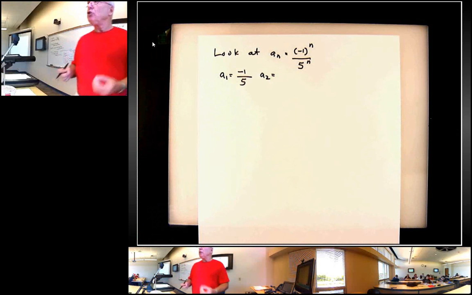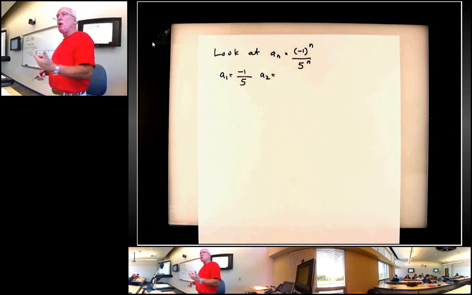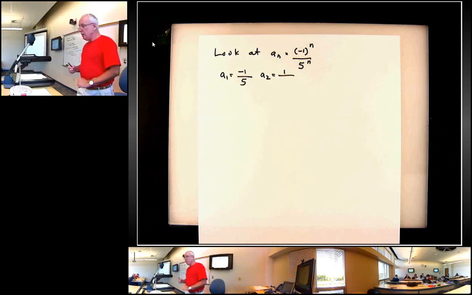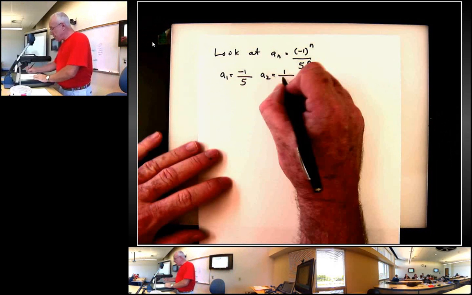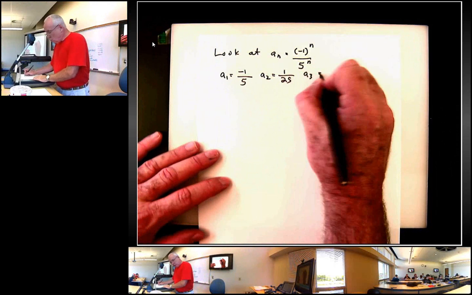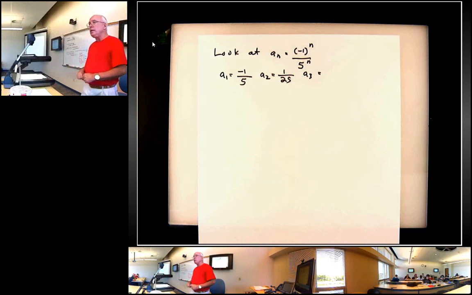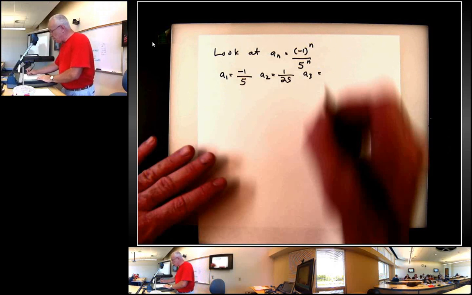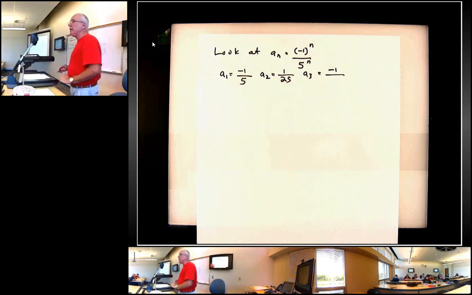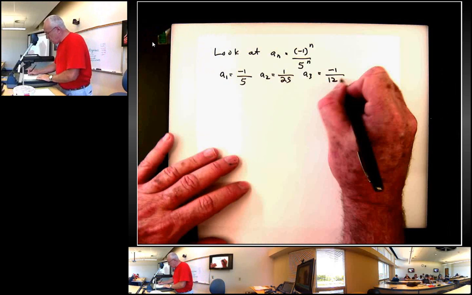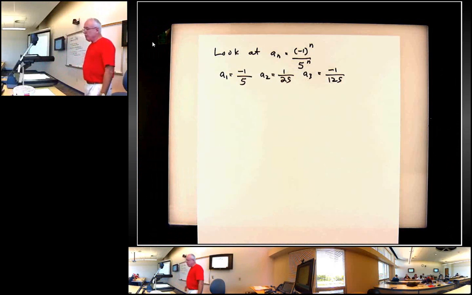Let's look at what a sub 2 looks like. We plug in 2 for the n, so minus 1 squared is going to give me a positive 1. And down below, I'm going to have 5 squared, or 25. Let's just look at one more term here. A sub 3, I'm going to have minus 1 raised to the third power, so I'm going to go back to negative 1 in the numerator, and then 5 to the third power is 125.